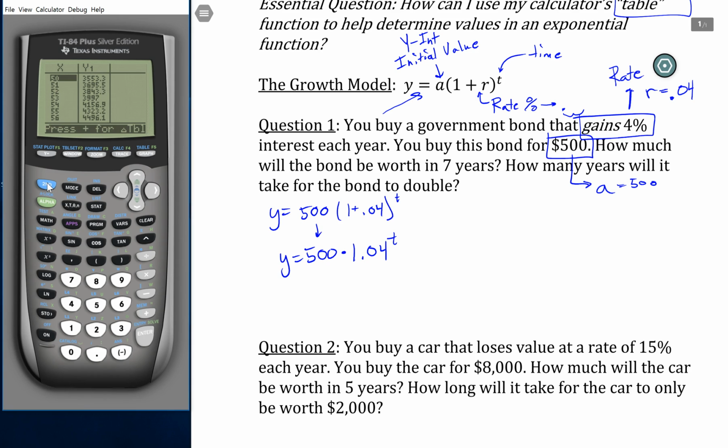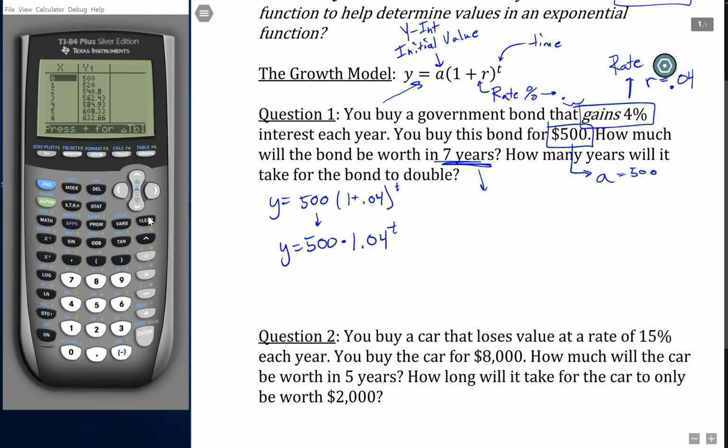So anyway, now that we know how to use the table, we need to actually answer the questions. I'll start it at 0 again, and we can answer some of the questions. First of all, how much will the bond be worth in 7 years? Well, all I have to do is look at the table, right?